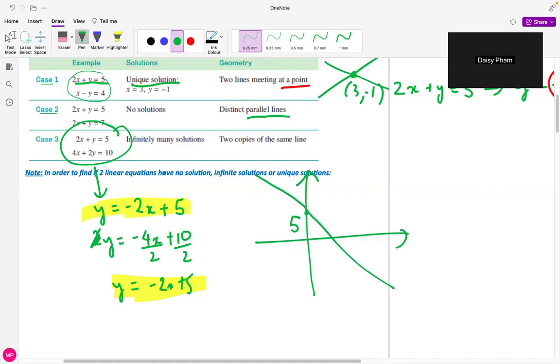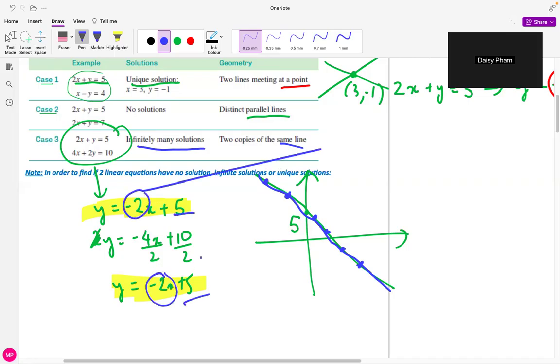This is for the first one, and the second one is pretty much the same thing. So they basically just overlap each other. Because they overlap, all the points lie on that one identical line, so we have infinitely many solutions. Basically, they're the same line with the same gradient and the same y-intercept. All right.